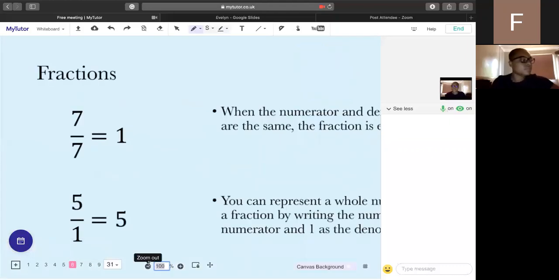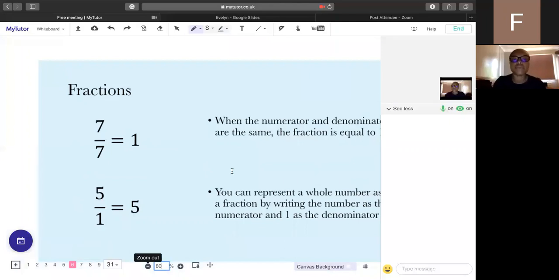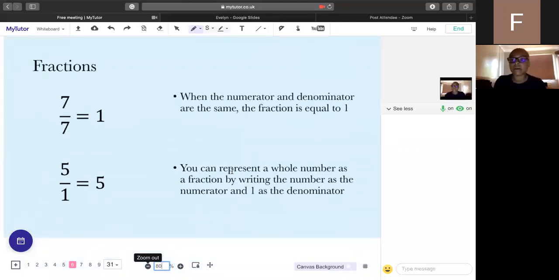Some important fractions to remember: if you have the same number as your numerator and as your denominator, then it always equals 1. So 7 over 7 or 10 over 10 or a million over a million always equals 1. And if you have any number on your numerator and 1 on your denominator, like 5 over 1, that represents a whole number.